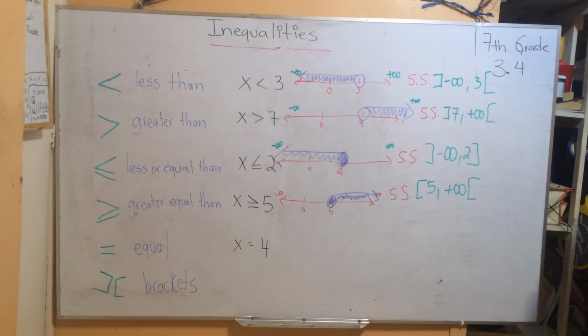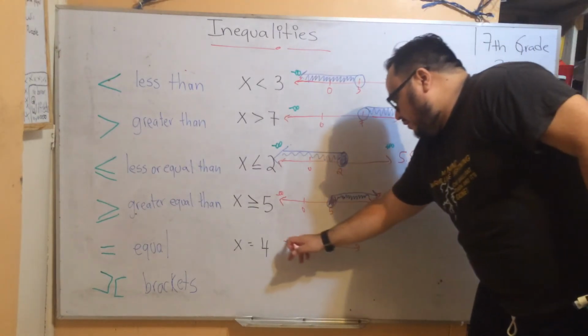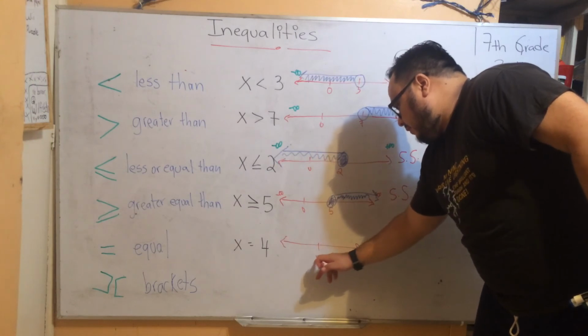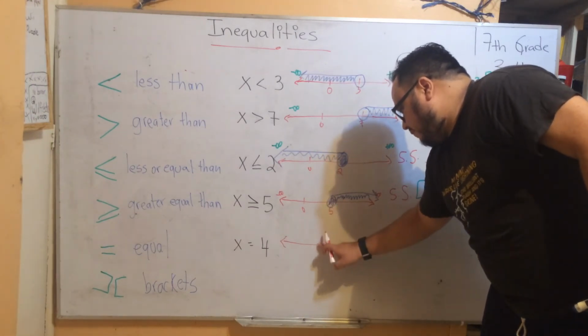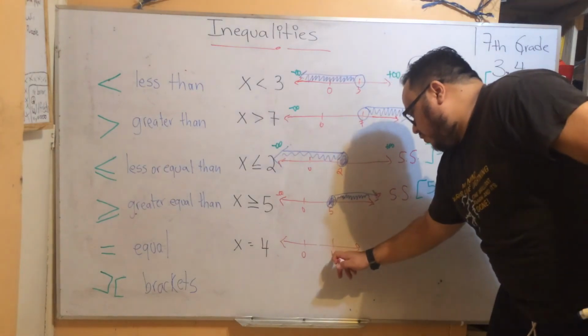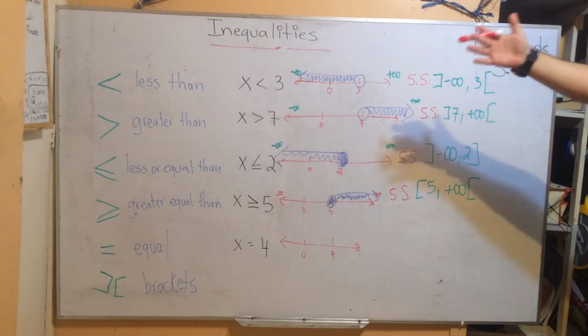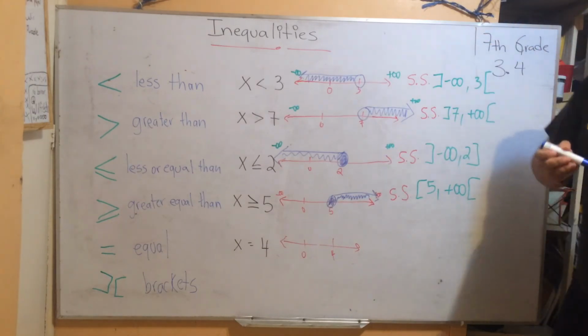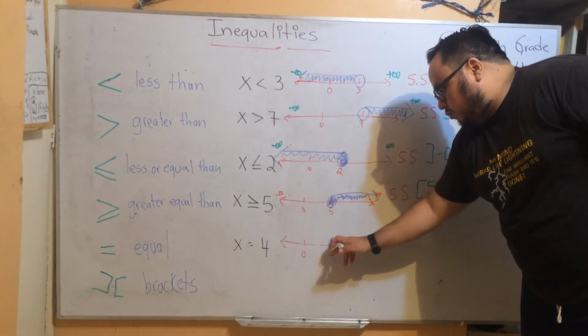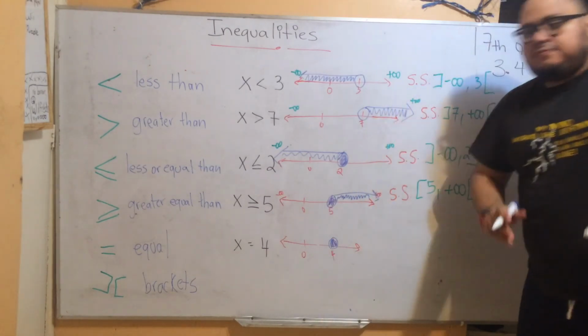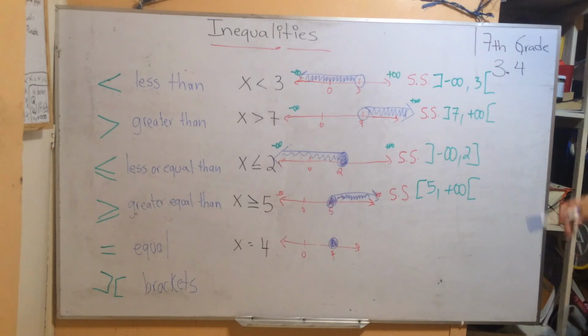Now, with the last one, we have equal. I just wanted to mention it so that you understand the difference between inequality and equality. Let's put 0 here and 4 here. Inequality means that we're looking for a bunch of numbers that make this inequality true. When we have an equal sign, we only have x equals 4. Is 4 included? Yes. That's the only thing that we need to do, because it is included and it's only one number.